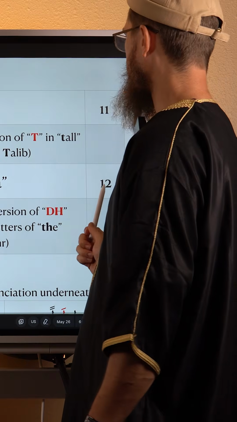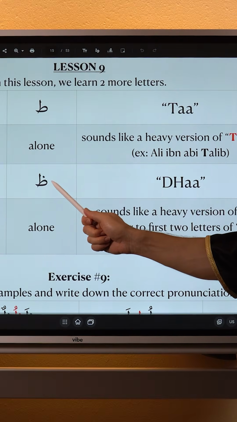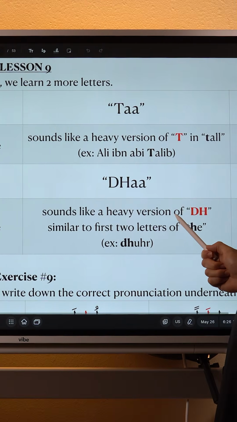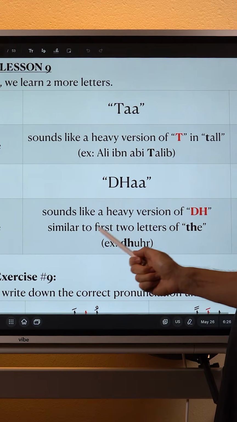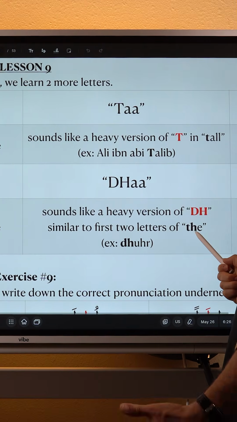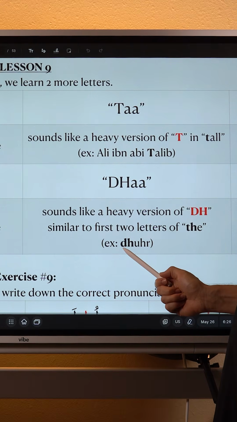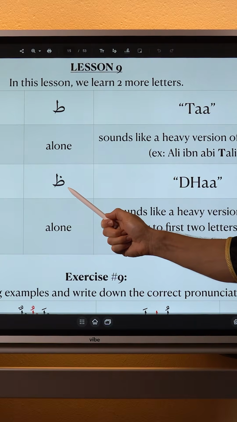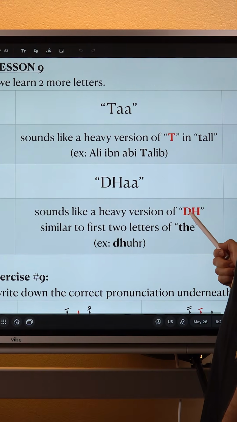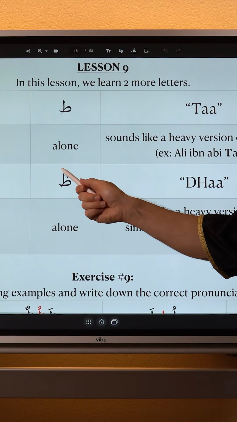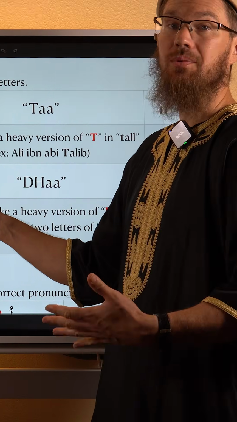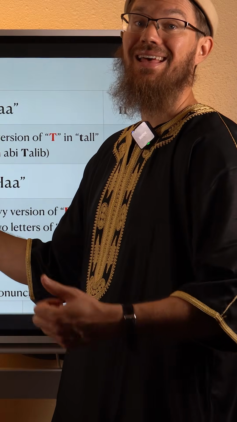And then the 12th letter that we're going to learn is the letter Dha. The letter Dha sounds like a heavy version of dh, similar to the first two letters of "the." So for example, the noon prayer is Dhuhr. And because the letter Dha is heavy, we're going to use a capital D and a capital H for its transliteration. And when it has a fetha, we're going to pronounce that A sound like "aw." So we would say Dha rather than tha.